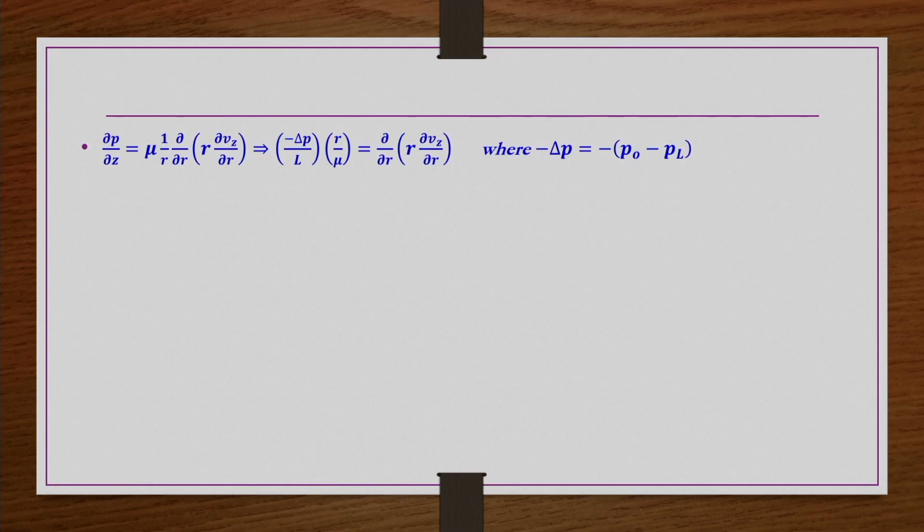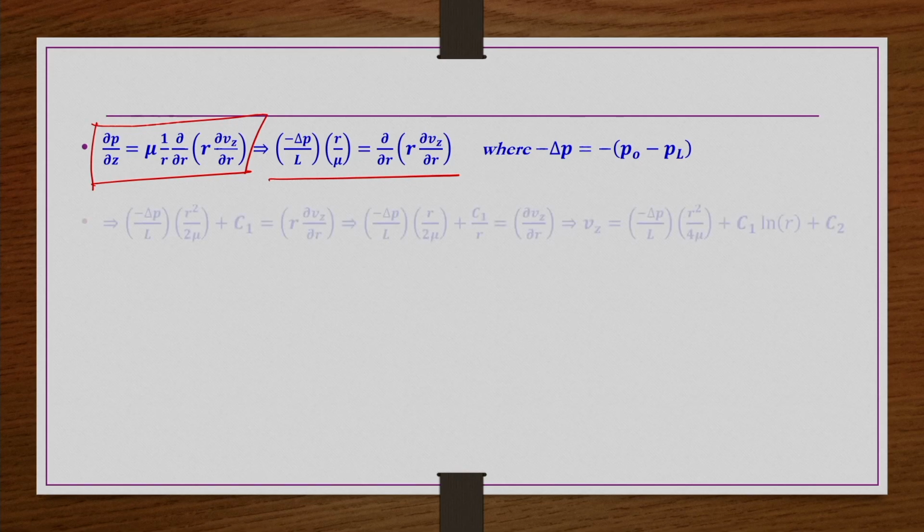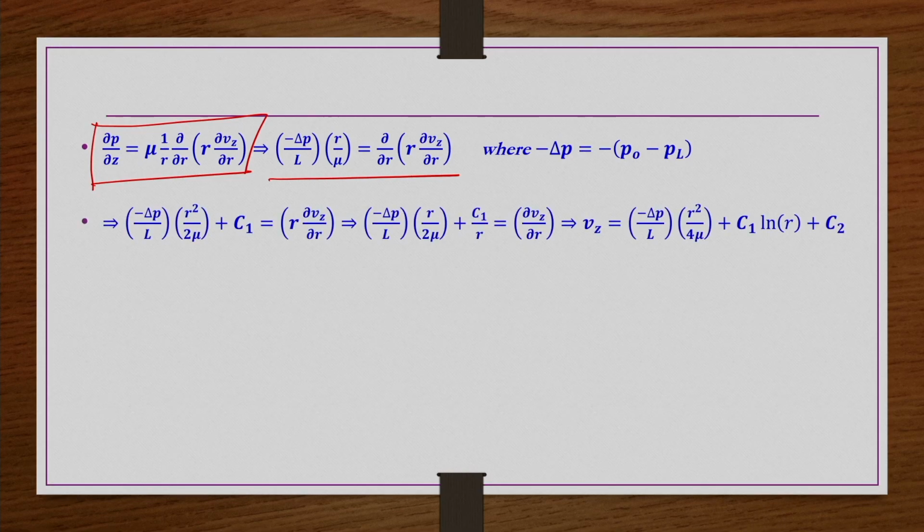Now, in place of dou P by dou z, in the equation we got from simplifying the z component of the equation of motion in one of the previous slides, we substitute the constant, minus delta P by L. So, minus delta P by L is equal to mu by r, dou by dou r of r dou Vz by dou r. We can write minus delta P by L r by mu is equal to dou by dou r of r dou Vz by dou r, and then when you integrate, minus delta P by L r square by 2 mu plus C1 is equal to r dou Vz by dou r.